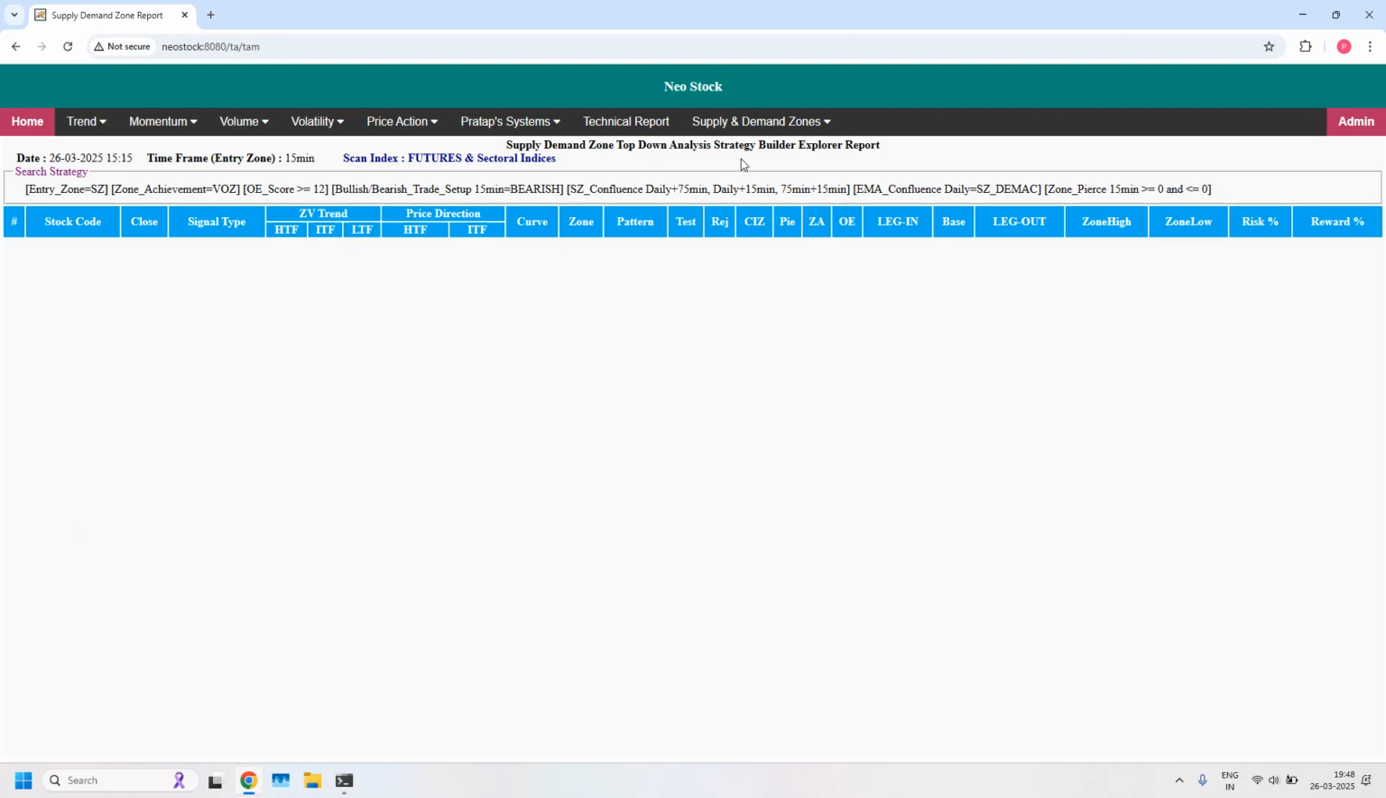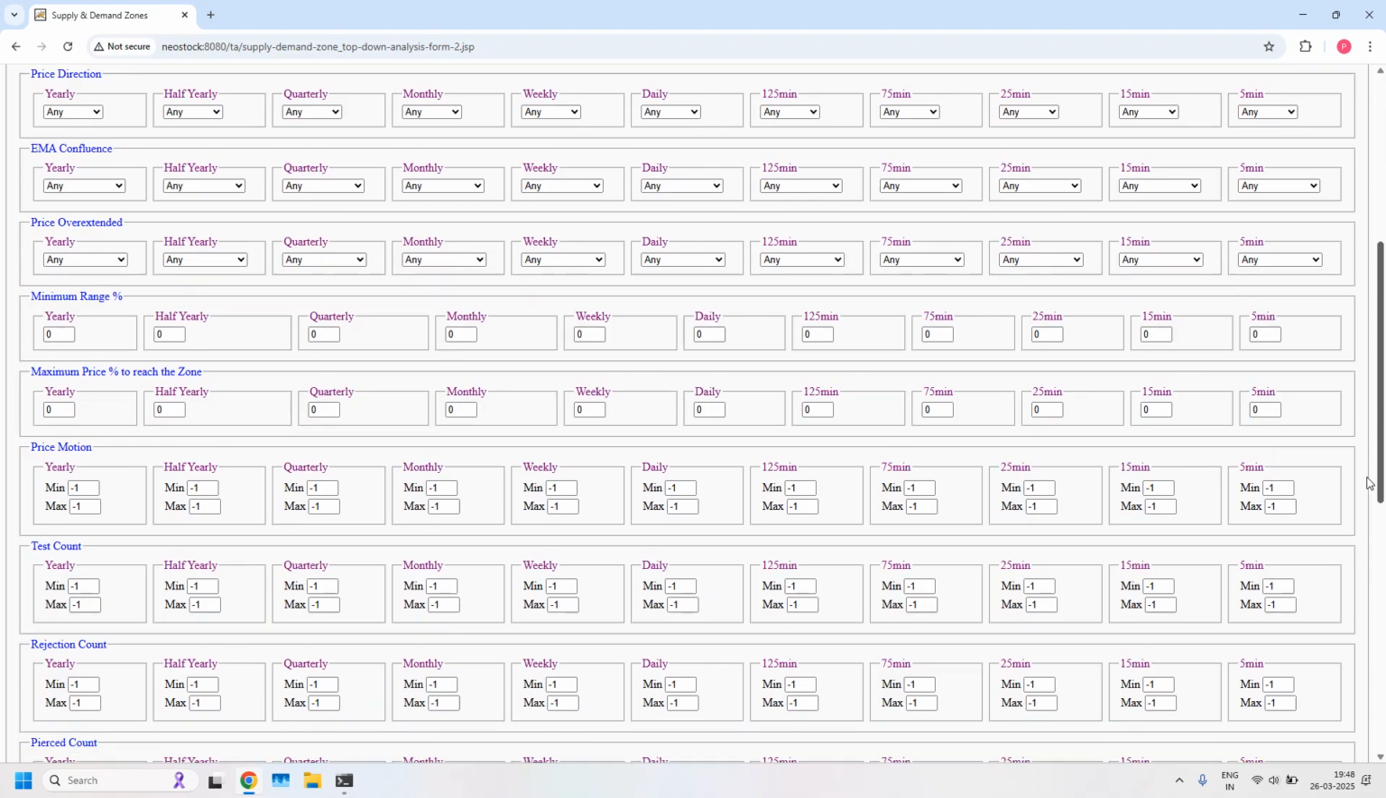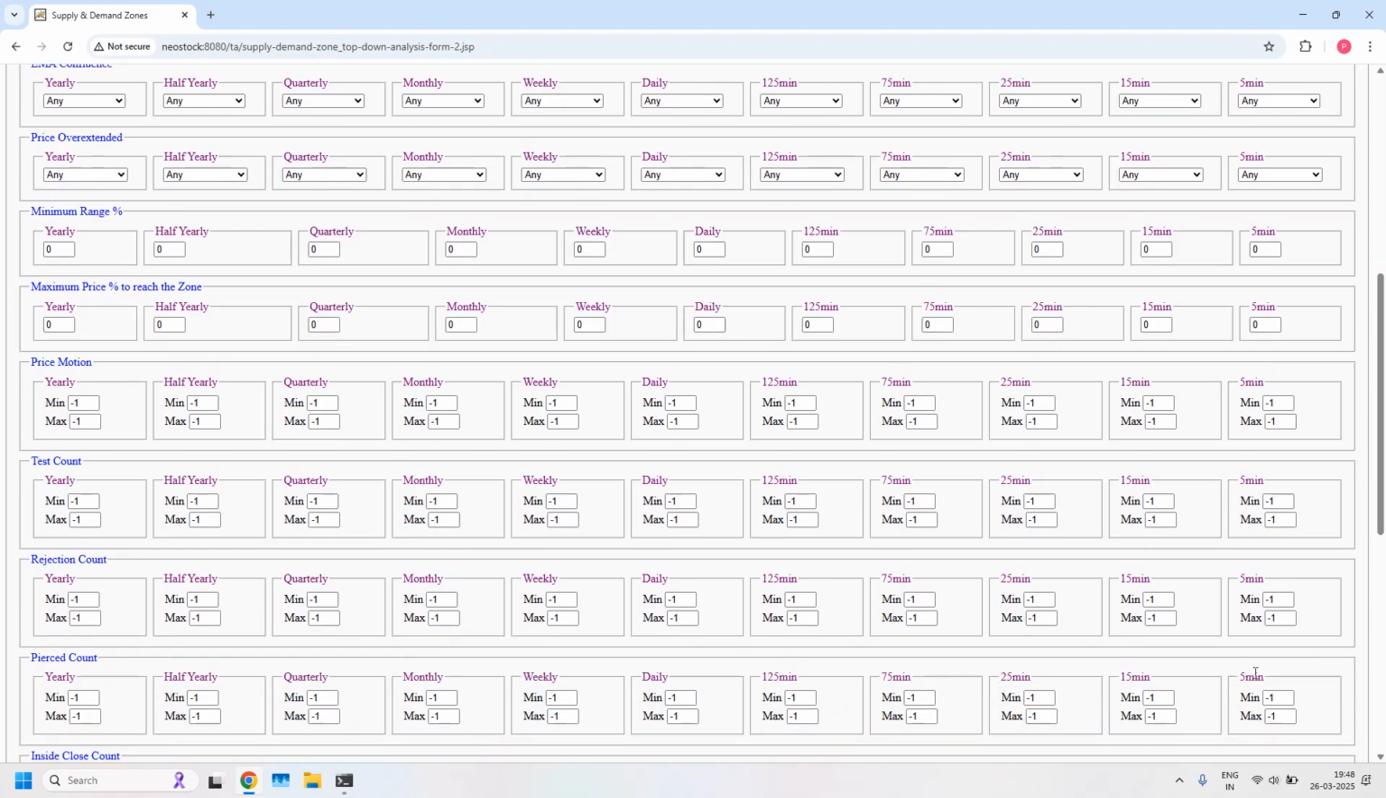Next we will look into hourly income trade supported stocks. Entry time frame is 5 minutes. Entry zone is demand zone. In bullish or bearish trade setup, at 5 minutes I am selecting bullish. Zone achievement violated, opposing zone. Minimum odd enhancer score 12. And the 5 minutes demand zone should not be pierced. So in the 5 minutes, minimum value 0, maximum value 0.